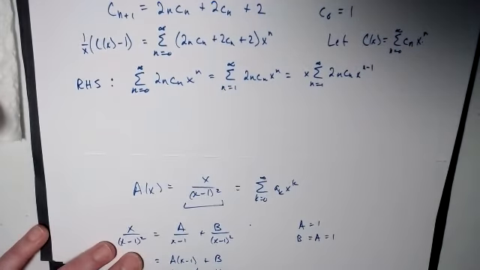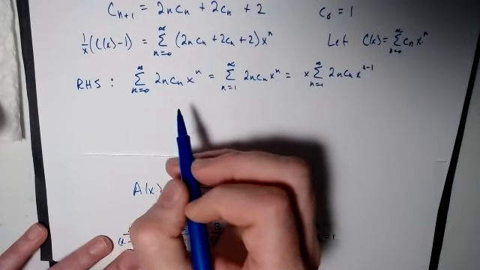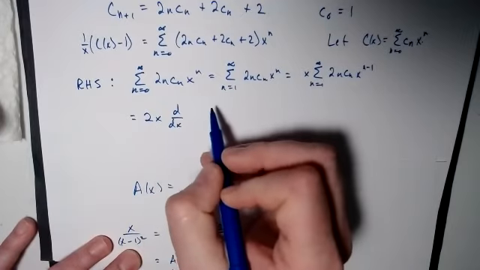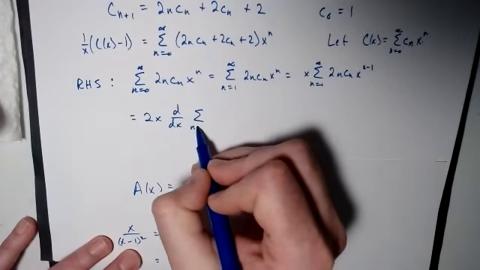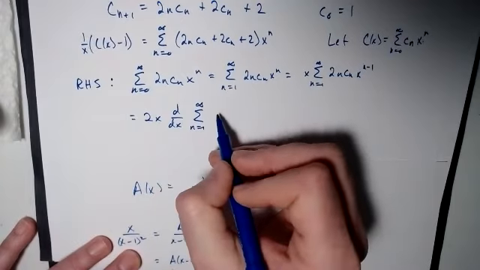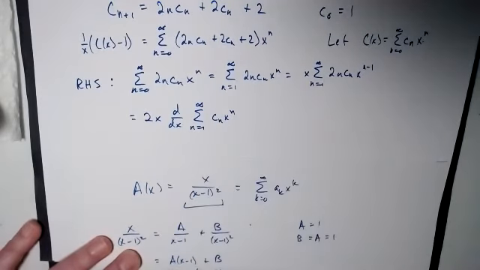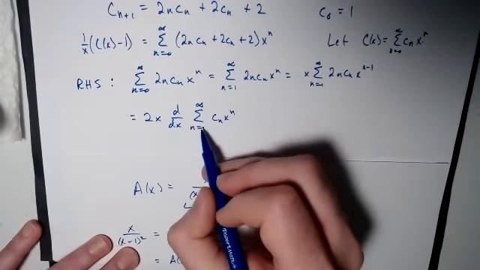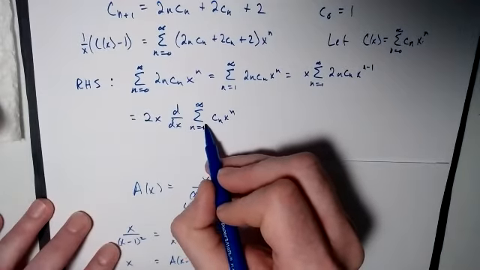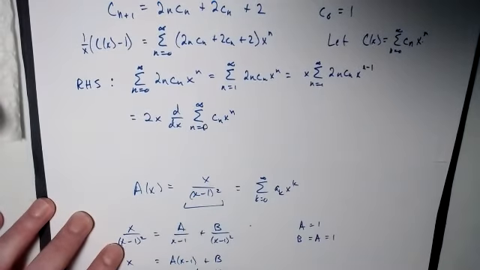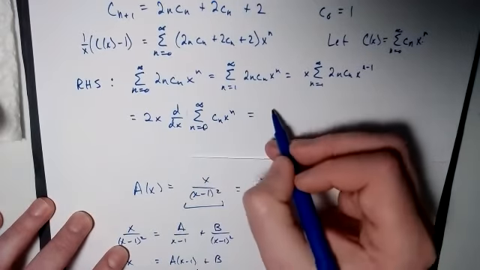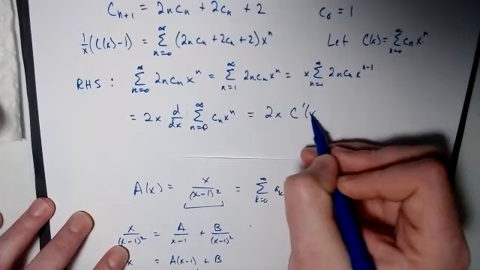This is equal to 2x times the derivative with respect to x of the sum as n goes from 1 to infinity of c_n x to the n. Remember, the c0 x to the 0 is a constant term, so I could also write that as the sum as n goes from 0 to infinity. And so this is just c of x, so this is 2x times c prime of x.